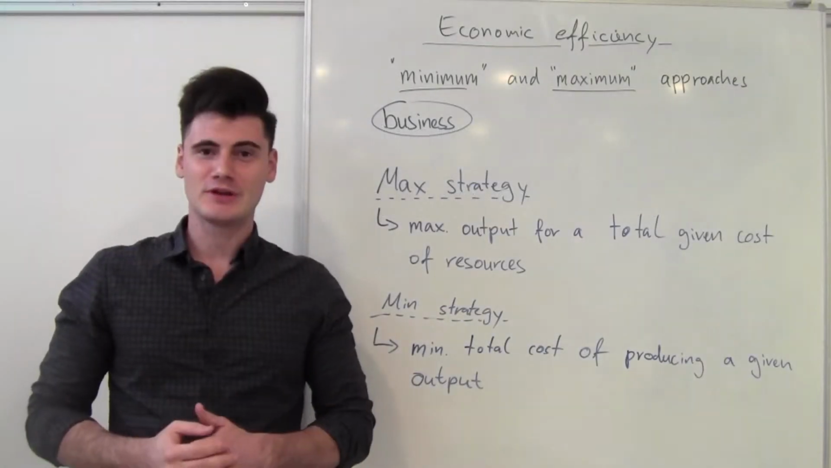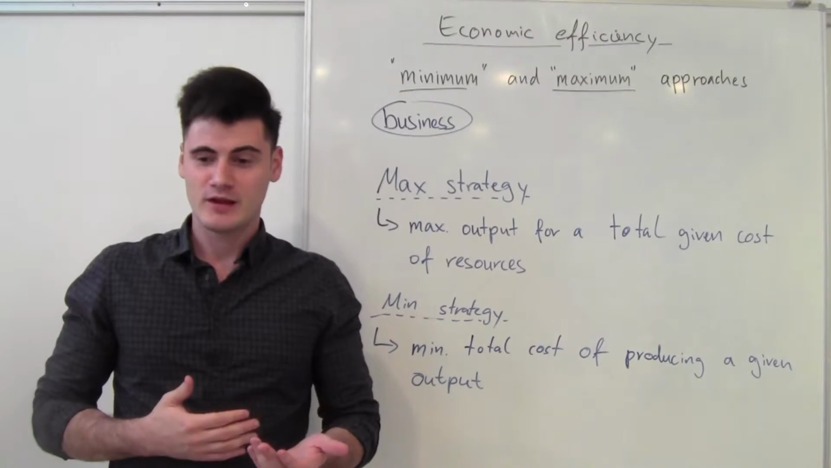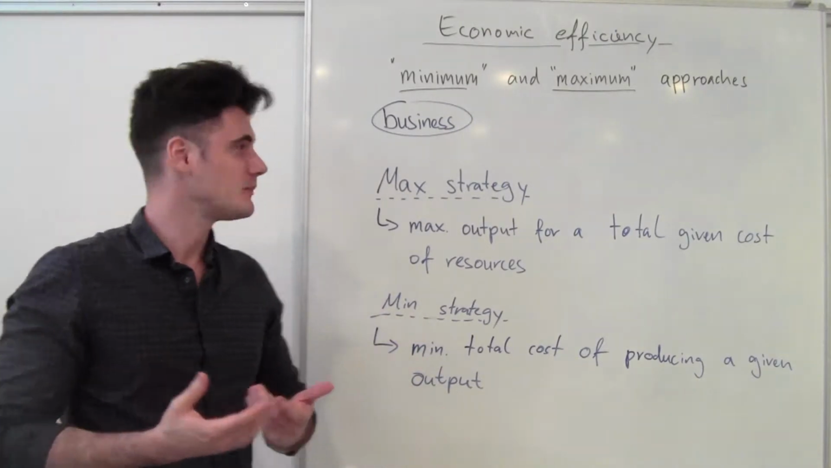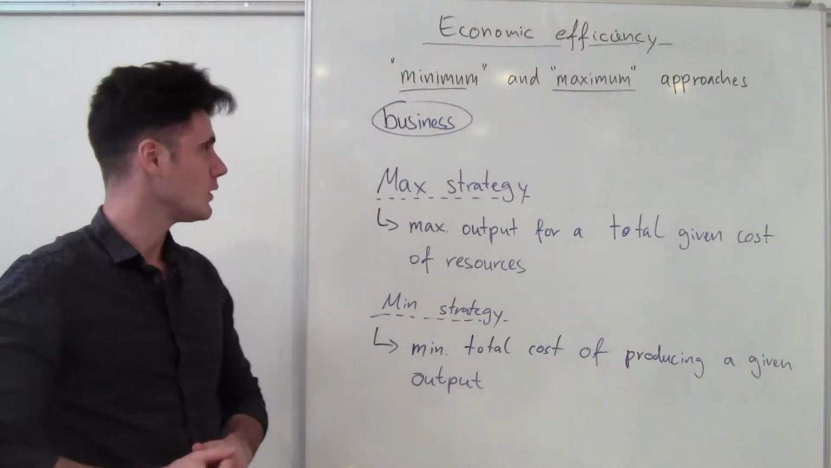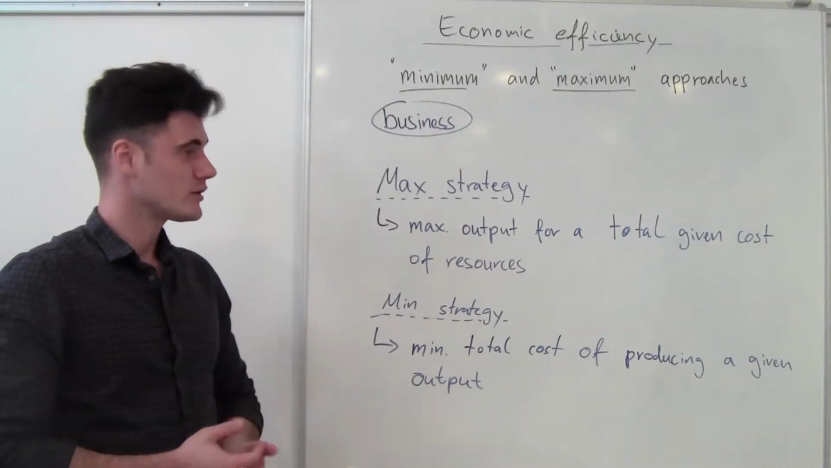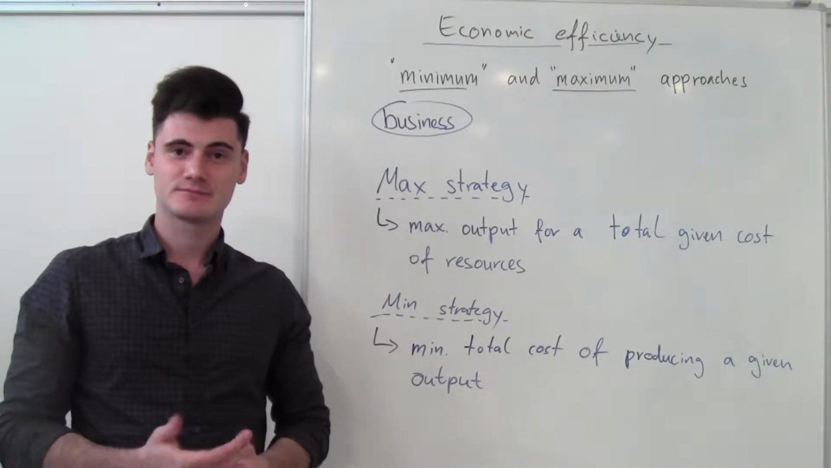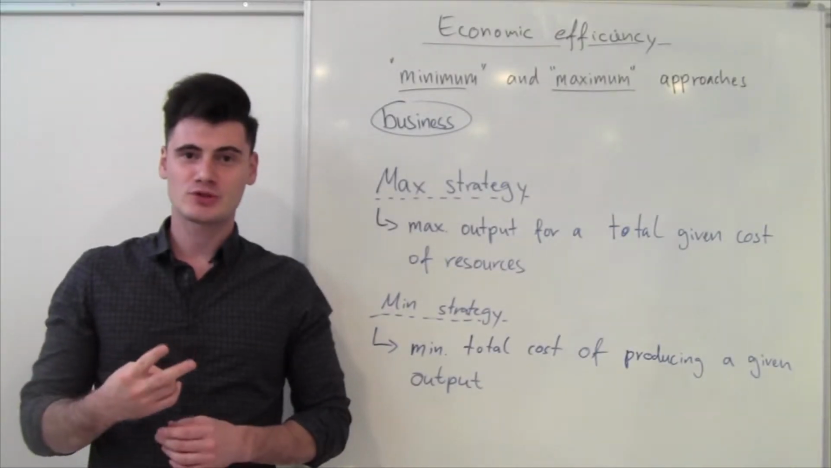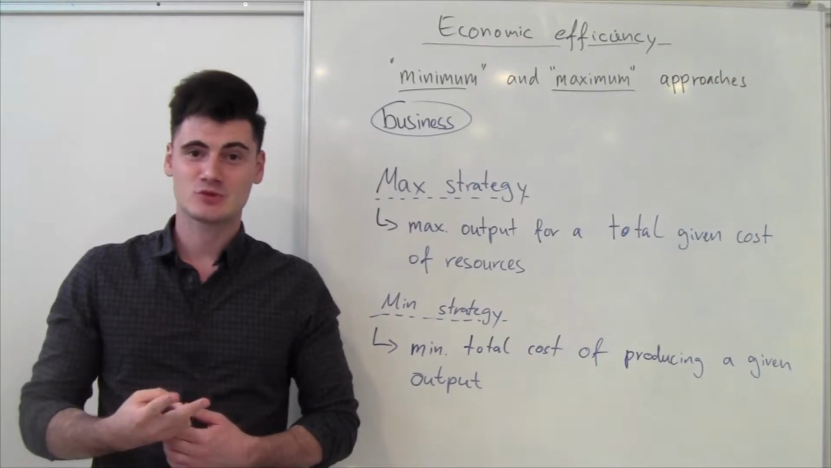Now we're going to talk about economic efficiency. Well, in general, we are talking about economic behavior. What is economic behavior? Well, we have a minimum and a maximum approach. In this example, we're going to talk about the business first. So as we see, we have two approaches. The one is the minimum and the one is the maximum strategy.